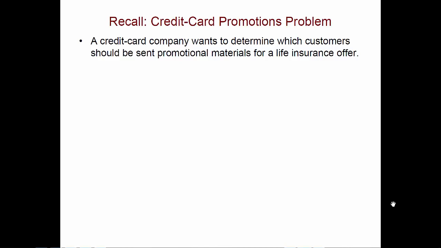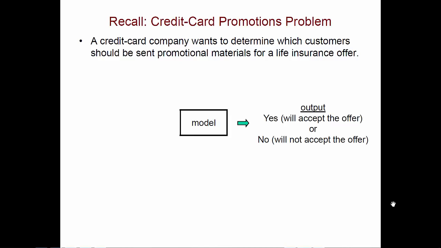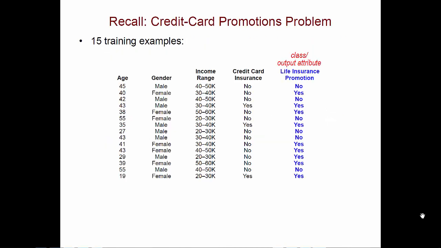And so it needs to come up with a model that will predict whether the customer will accept the offer or not. And that model is going to be drawing as its inputs information about the customer, like the customer's age, gender, and income range. In the previous video, we took these 15 training examples, which remember are already classified, and we used the 1R algorithm to learn a model.